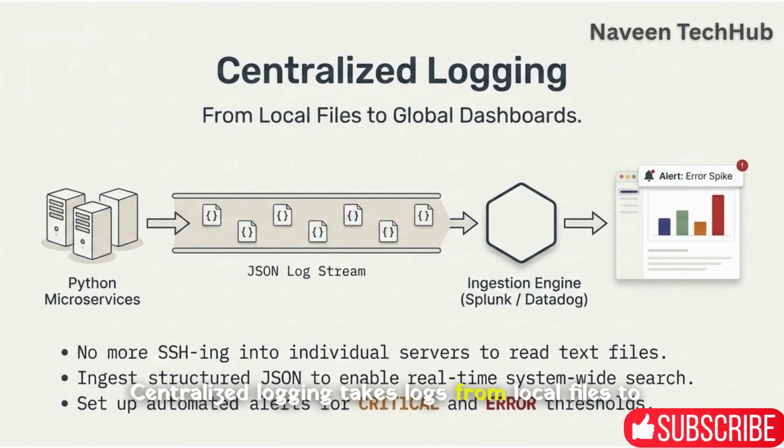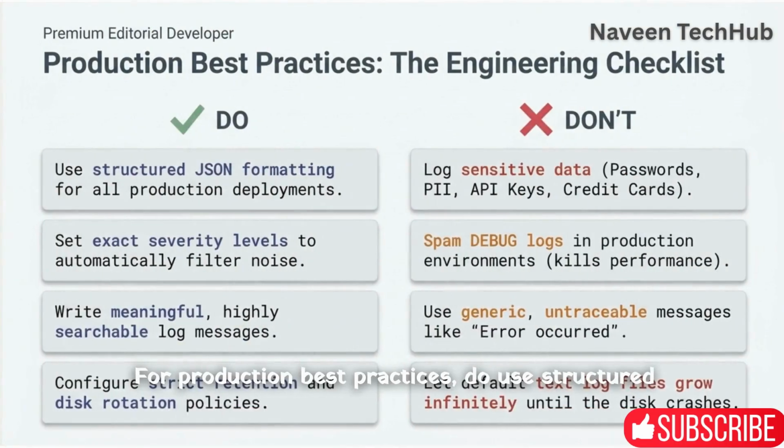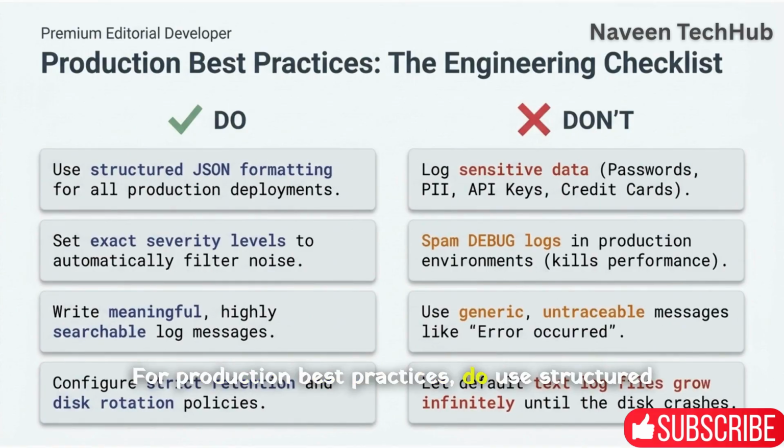Centralized logging takes logs from local files to global dashboards. Structured JSON logs are ingested, enabling real-time search and automated alerts for critical errors. In AI and LLM engineering, monitoring the unpredictable is crucial. Structured logging is the reliable way to debug non-deterministic processes, track API costs, and monitor latency in agentic workflows. For production best practices, do use structured JSON and strict retention policies. Don't log sensitive data or spam debug logs, which hurts performance.